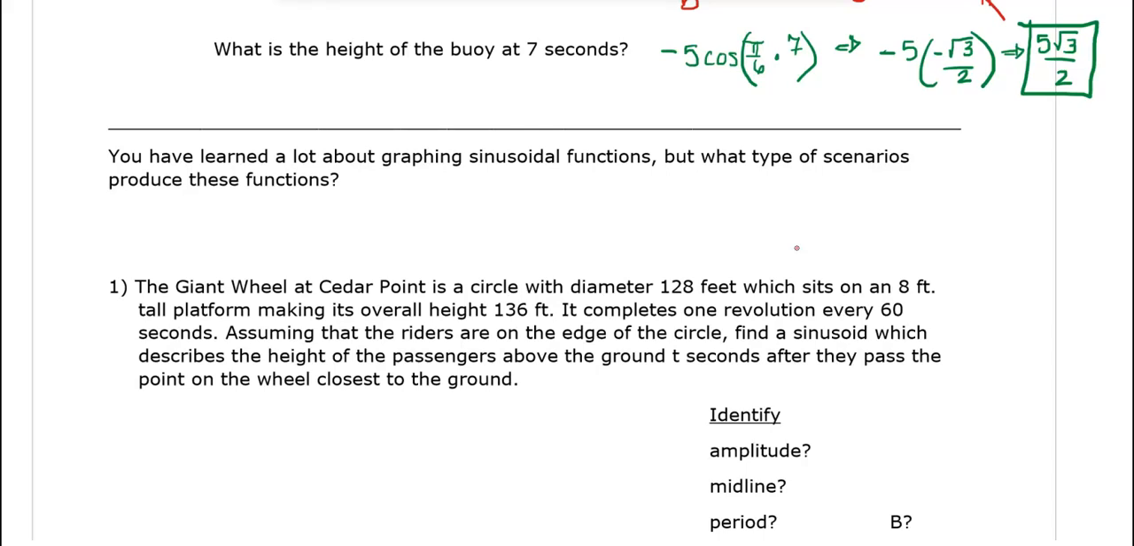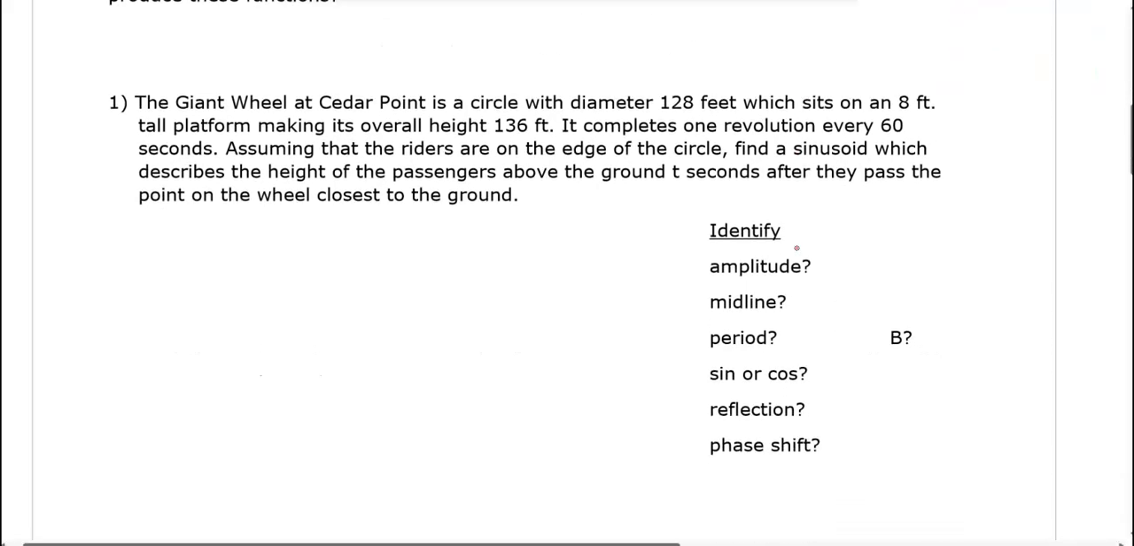So right here, it says that the giant wheel at Cedar Point is a circle with diameter 128 feet, which sits on an 8-foot tall platform, making its overall height 136 feet.